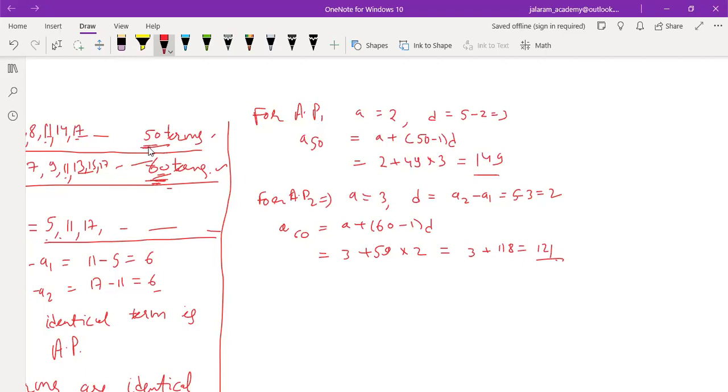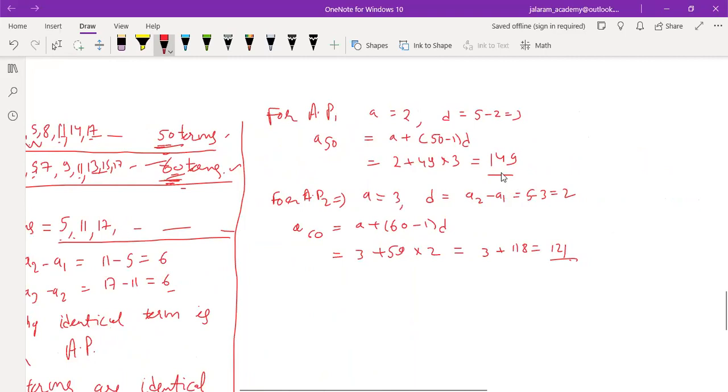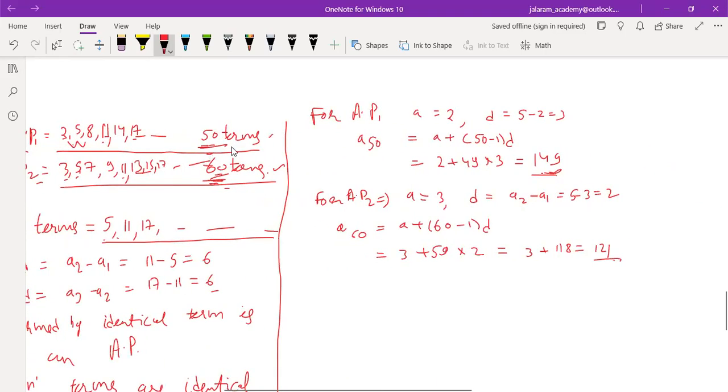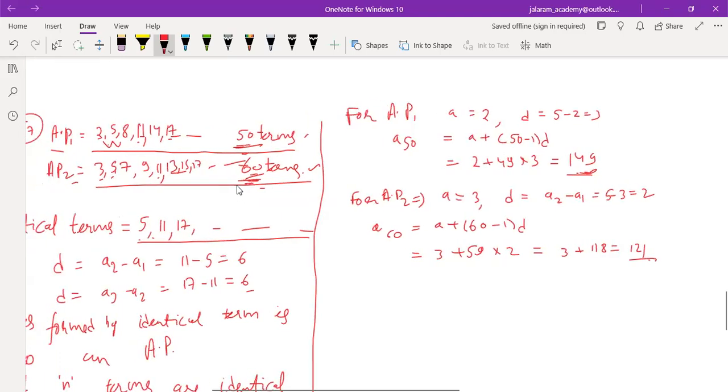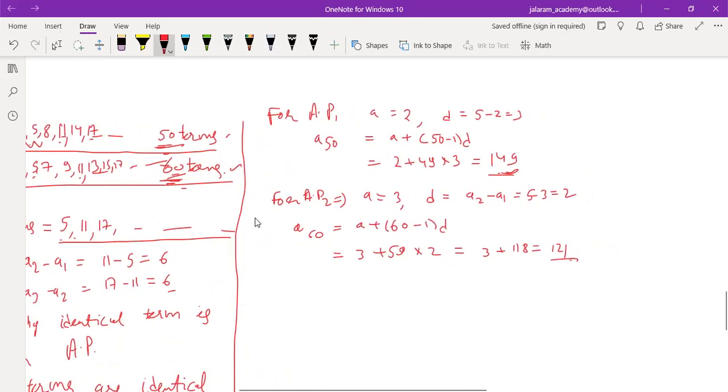After this 121, the first AP whose common difference is larger is 3. That's why the last term of it is 149. So there are several terms between 121 and 149 which could be identical, but they don't exist in AP2. So that's why they are not identical. This number of terms is also very important in finding the identical terms.